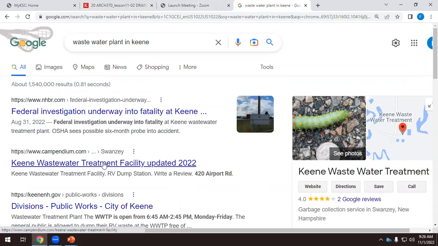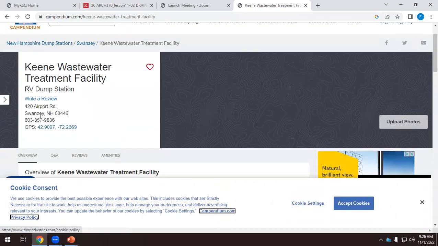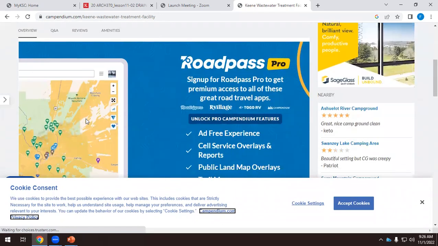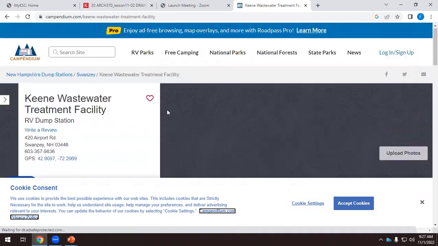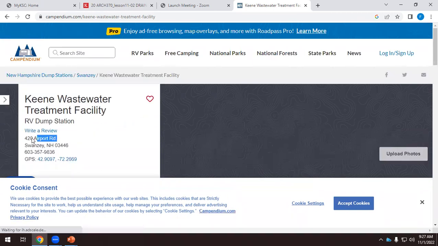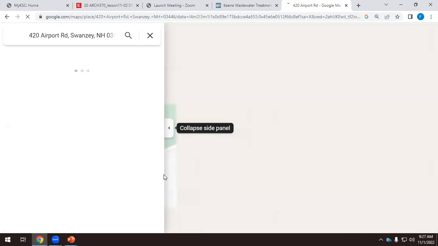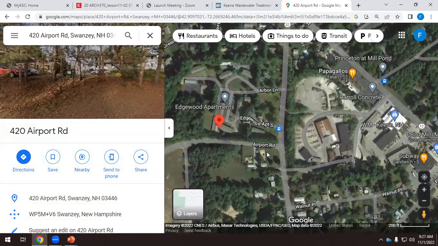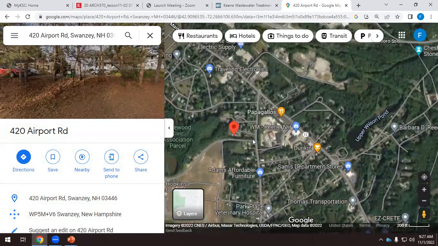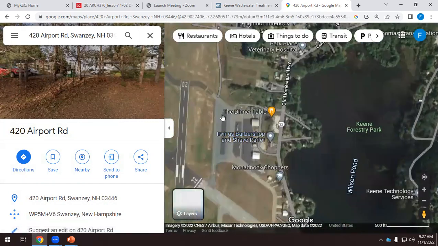Okay, so it's a wastewater treatment facility in Keene, New Hampshire. Where is it? It's on Airport Road in Swanzey. Here we probably have information about all the treatment plants that we have in this area, but I would like to see the picture. 420 Airport Road. Let's find out. That's the airport.